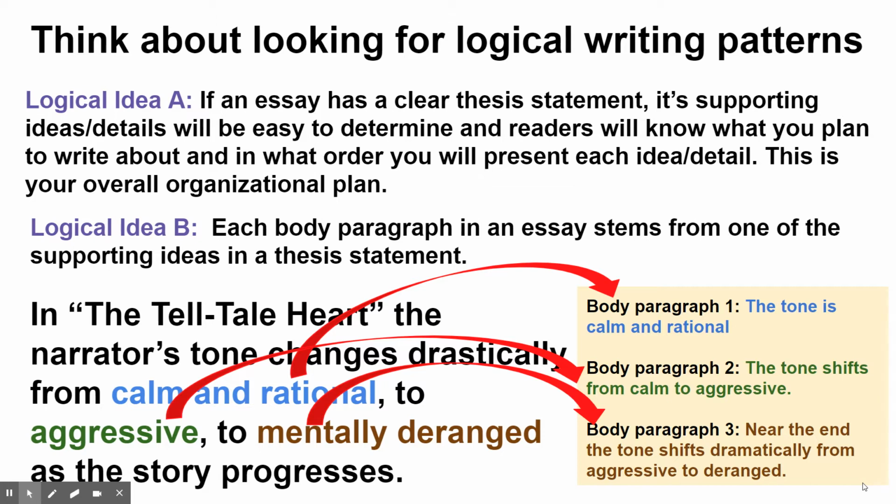A clear thesis statement sets up a clear pattern. You follow through on that pattern by utilizing the supporting ideas in the order that they were given. And there are still a couple people on our team who are not writing about the supporting ideas in the order they were given in the thesis statement. That absolutely has to happen.